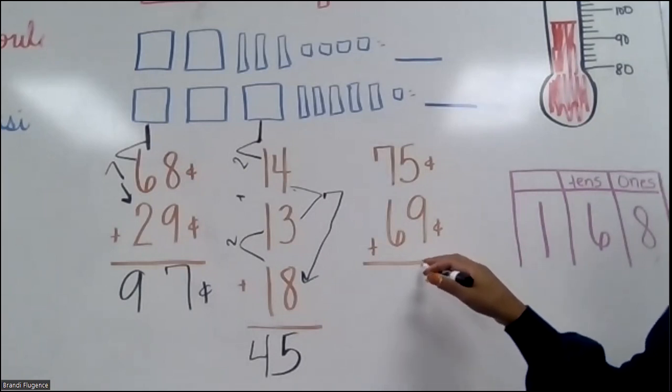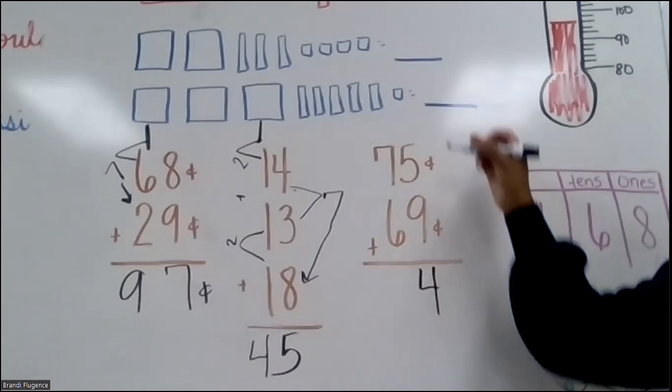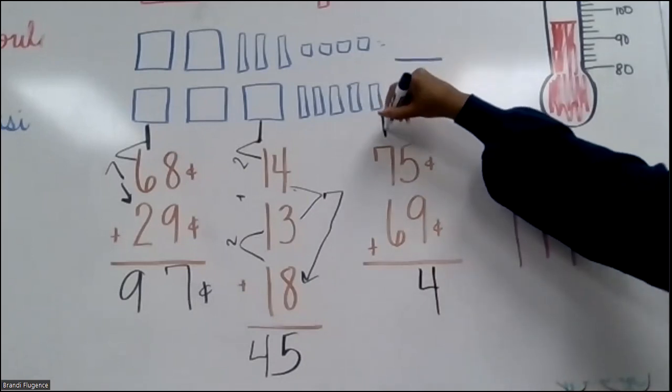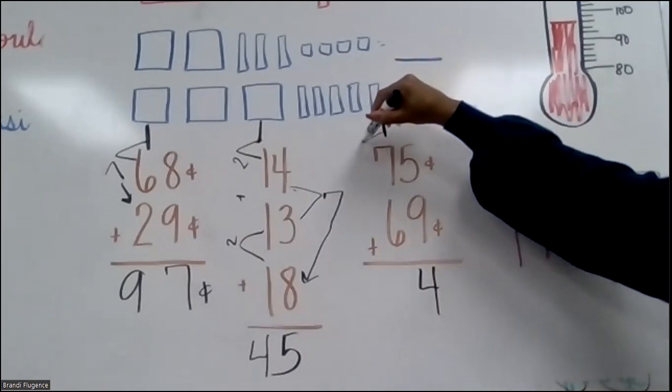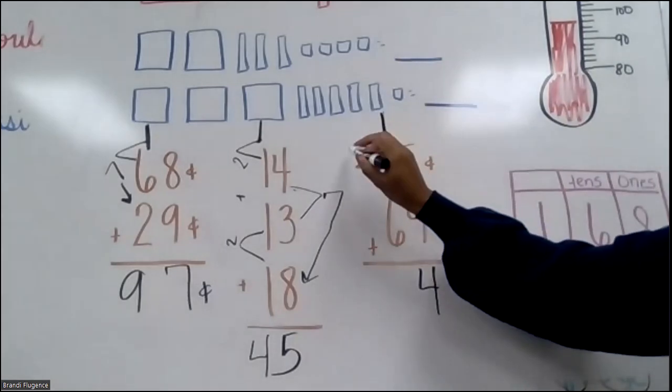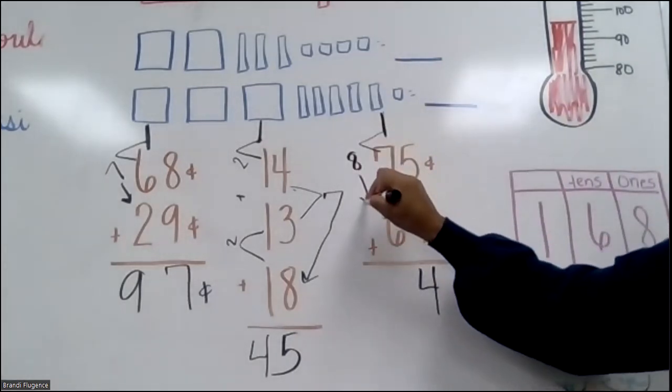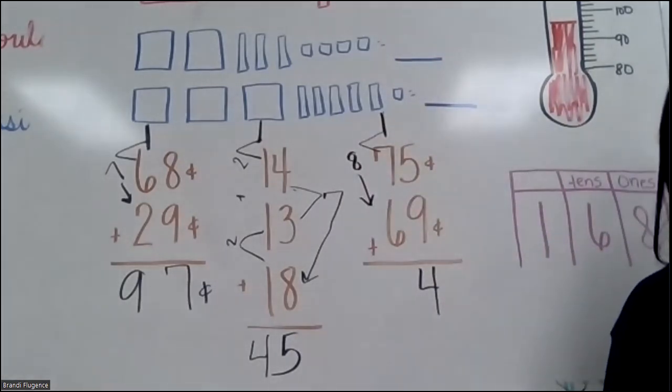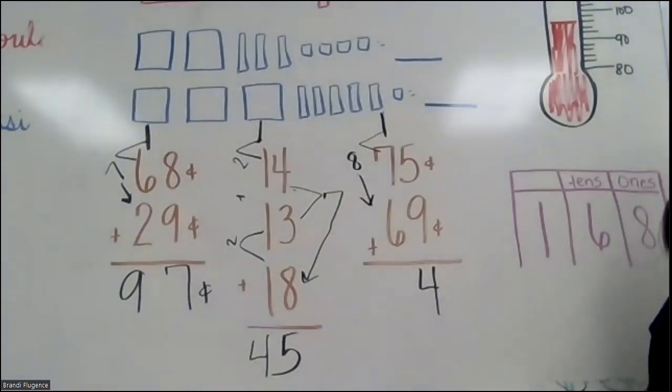Put the 4 at the bottom. There's the 1 at the top. 1 plus 7 equals 8. Okay. 8 plus 6, 14. What do I do, guys?